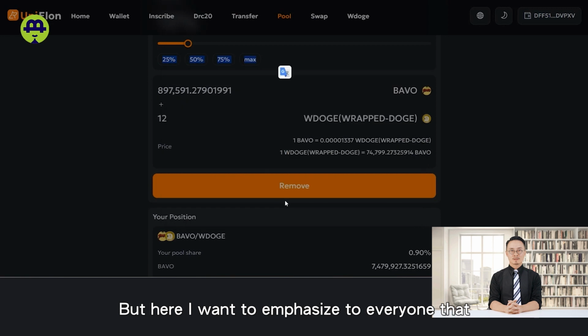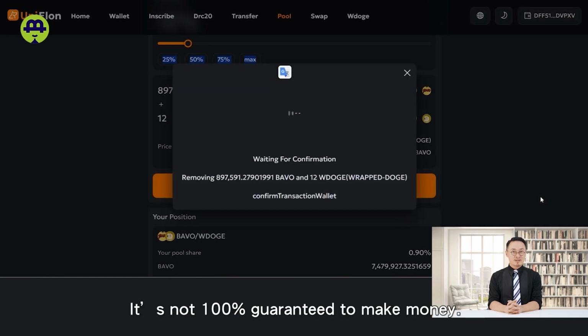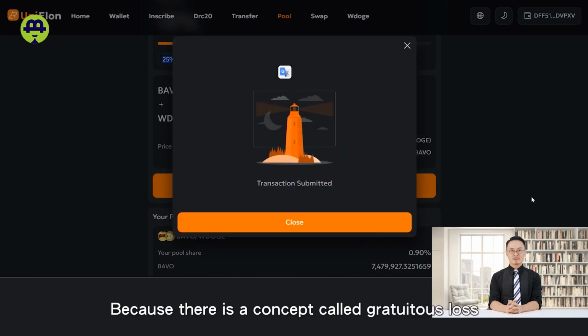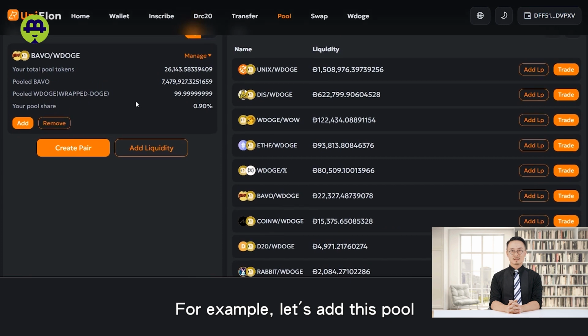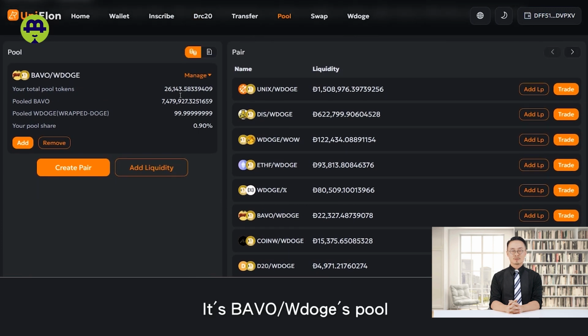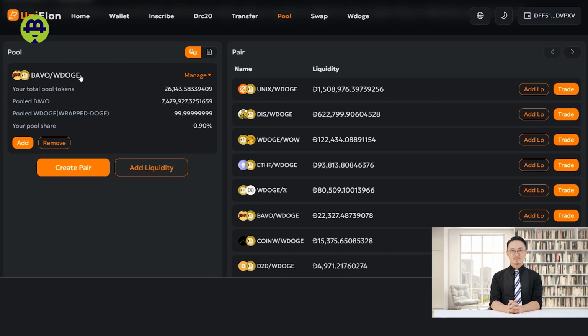But here I want to emphasize to everyone that providing liquidity is not 100% guaranteed to make money, because there is a concept called impermanent loss. What does that mean? For example, let's add this pool, the BOVO the Doge pool. After we add this liquidity, we can share the handling fee for the trading pair. For example, it charges a 3% handling fee, and 2% is distributed proportionally to liquidity providers. But actually when we added this pool, we added in a ratio of 1:1.